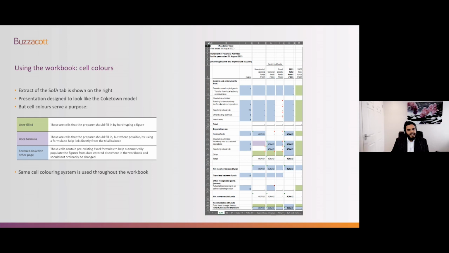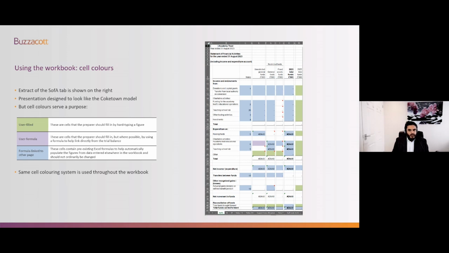The key difference being that our template has particular cells shaded in different colours. And those colours are quite important. The same colouring scheme has been used throughout the workbook, and to the left of the slide in front of you, we've provided a key explaining what each of those colours represents. So the green coloured cells are user field cells, which means that the relevant figures will need to be hard typed manually by the user.